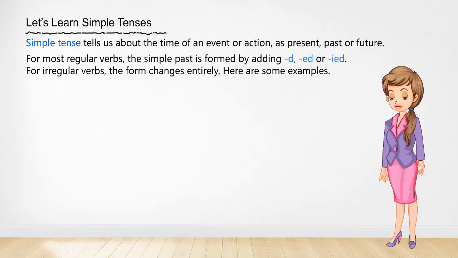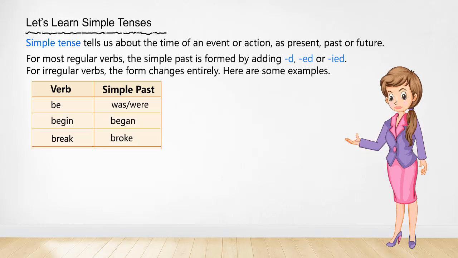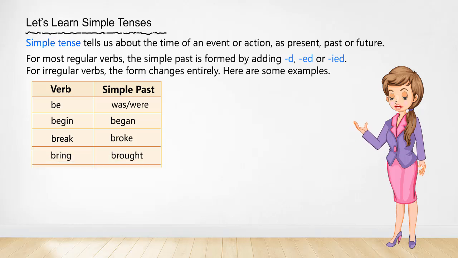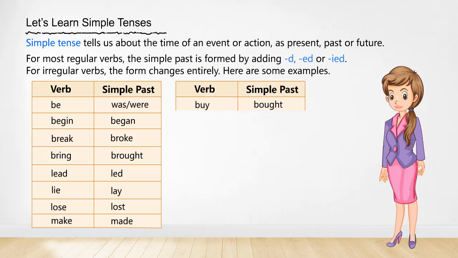For irregular verbs, the form changes entirely. Here are some examples. Verb, simple past. Be, was, were. Begin, began. Break, broke. Bring, brought. Lead, led. Lie, lay. Lose, lost. Make, made. Buy, bought. Build, built. Choose, chose.